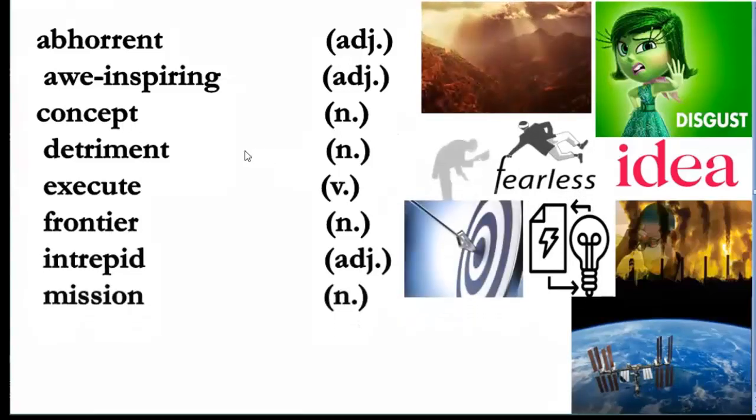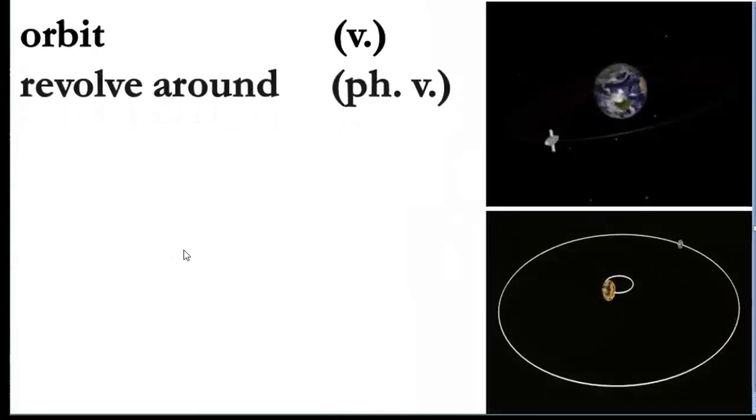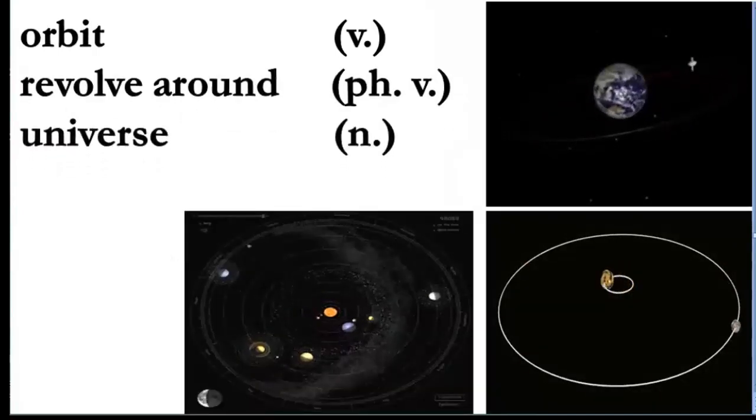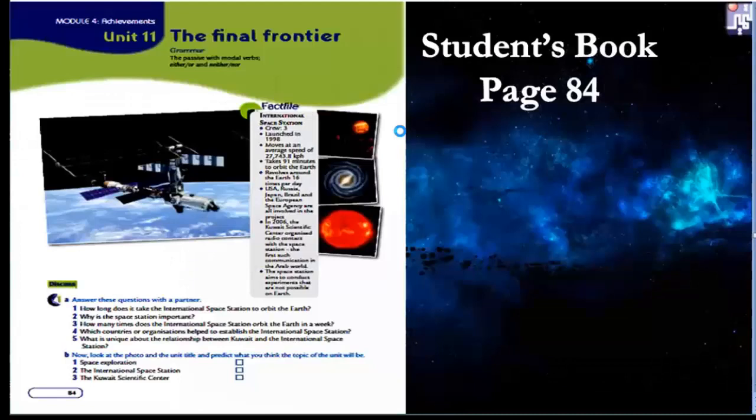Have a look at these ideas again. Here we have sentient. We have other words. You have to look at them. Dear students, orbit. Here we have revolve around. And also we have universe. I think these are the new vocabulary. It's your duty to try to memorize them by heart.